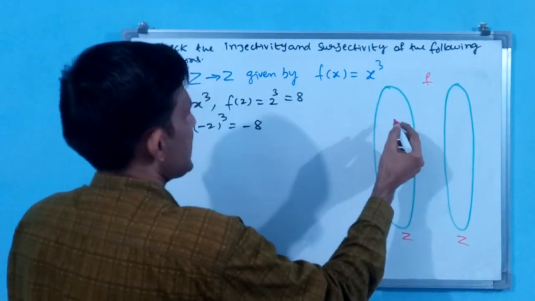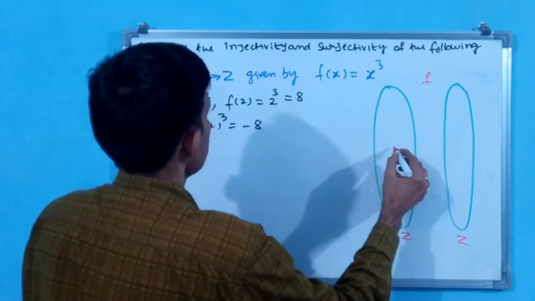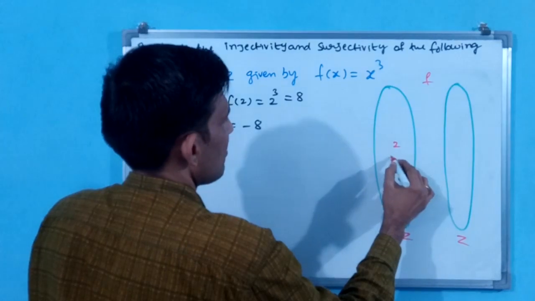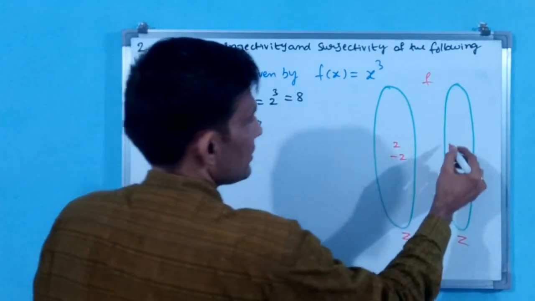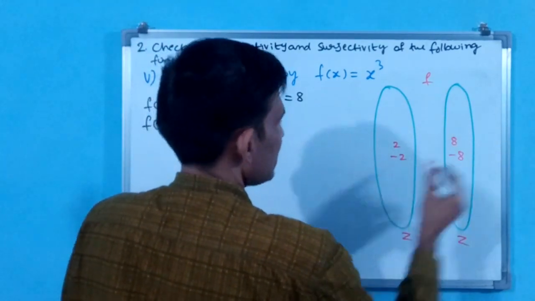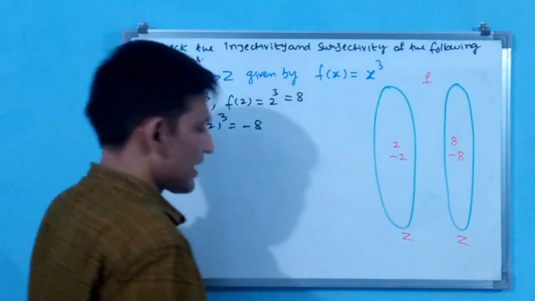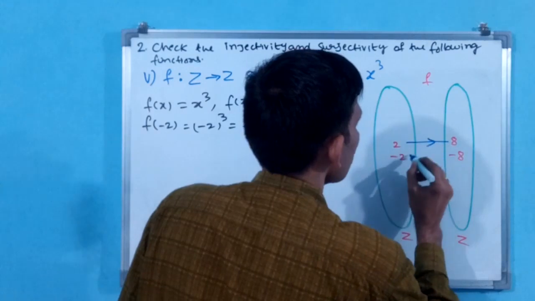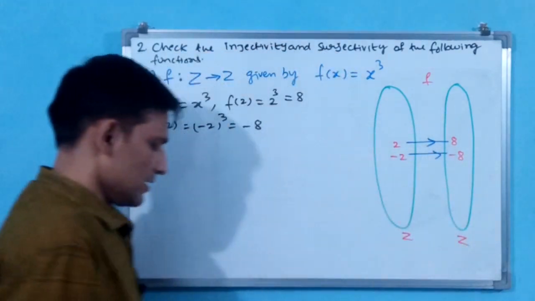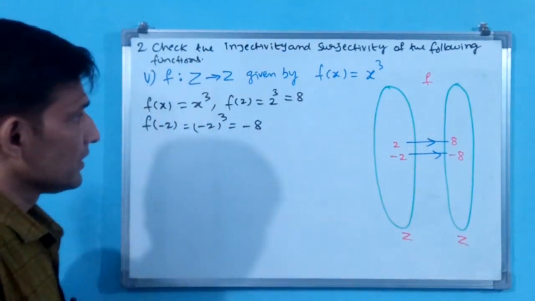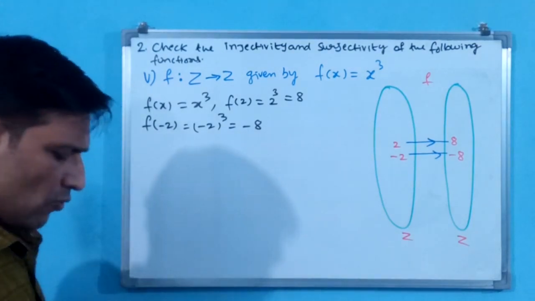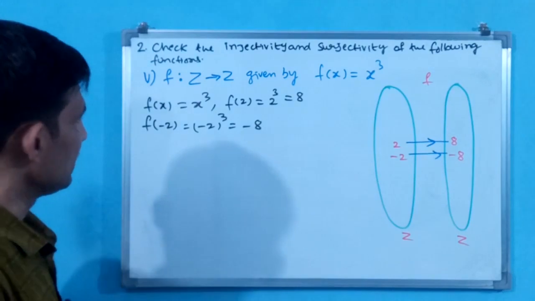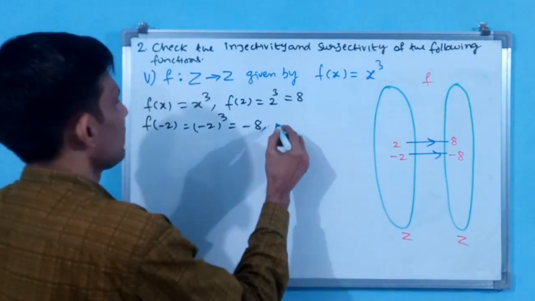What I am doing here, I am writing 2 and here I am writing minus 2. Here I am writing 8 and minus 8. Both are having relation: 2 to 8, minus 2 to minus 8. Now we write one or two more relations for this function also.